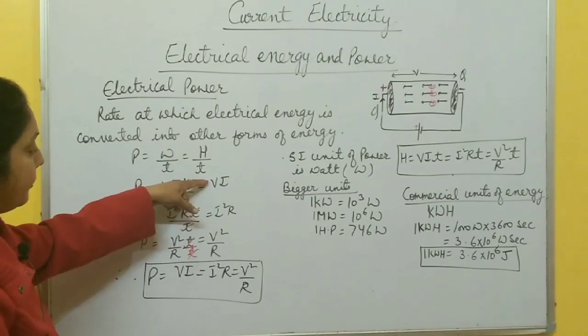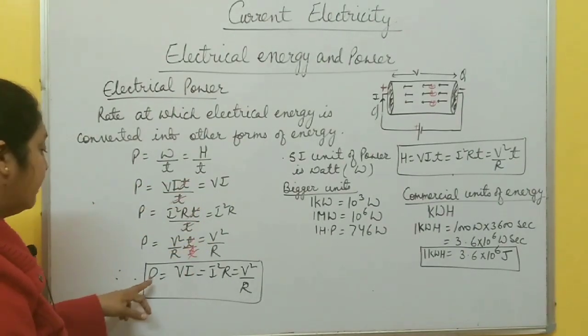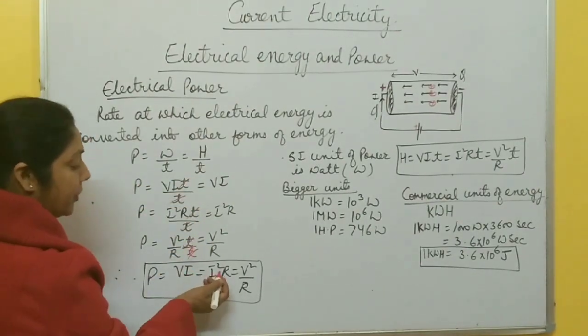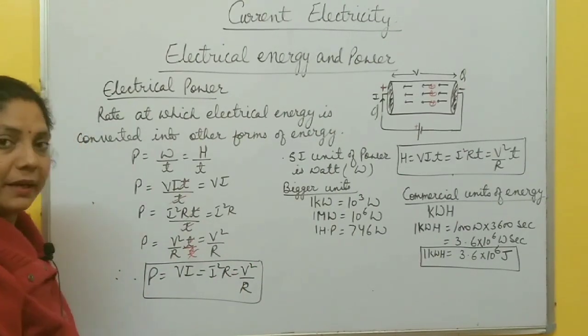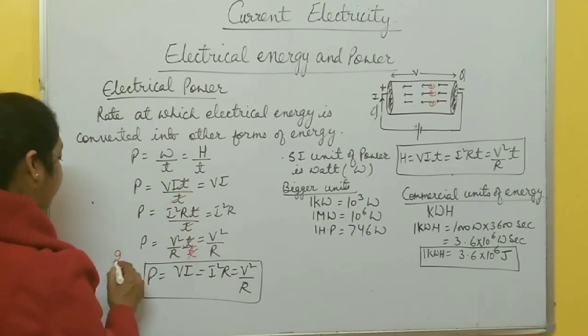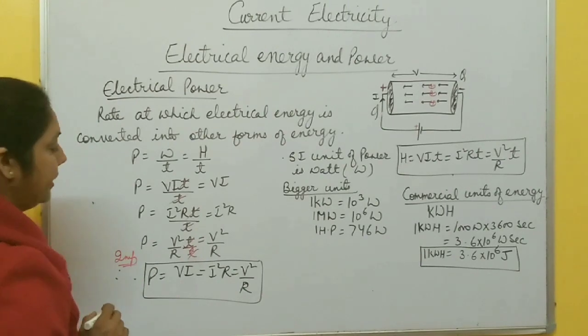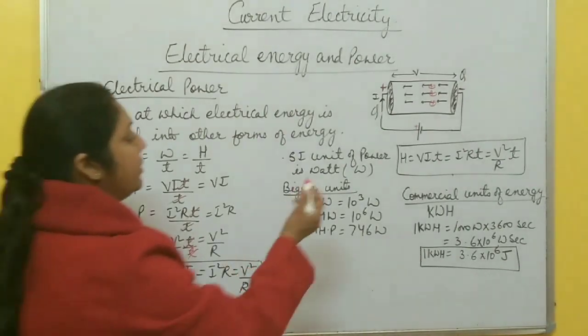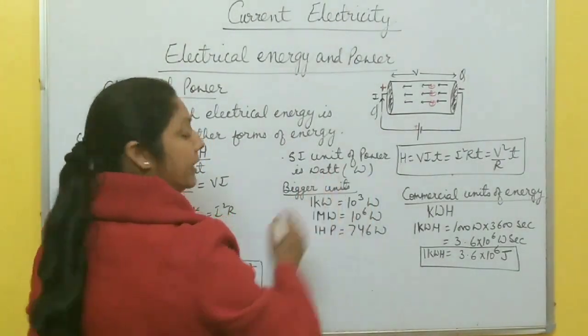So these are different forms of power. Power equal to VI equal to I square R equal to V square by R. You must remember this one, helpful in numericals, right? What is the SI unit of power? SI unit of power is watt, denoted by capital W also.